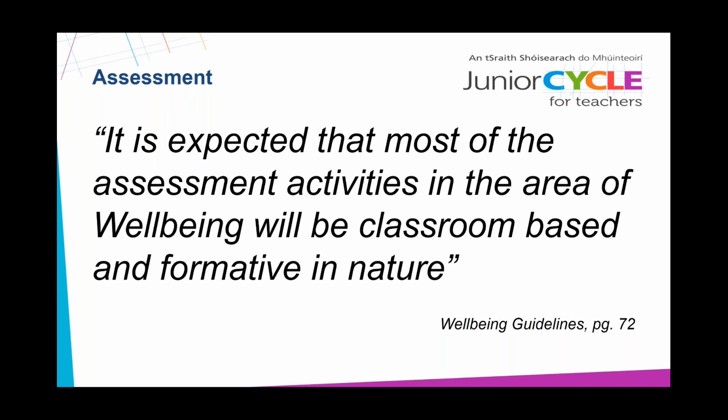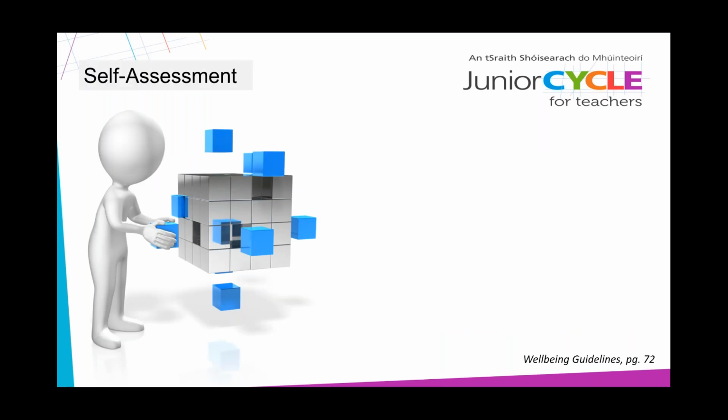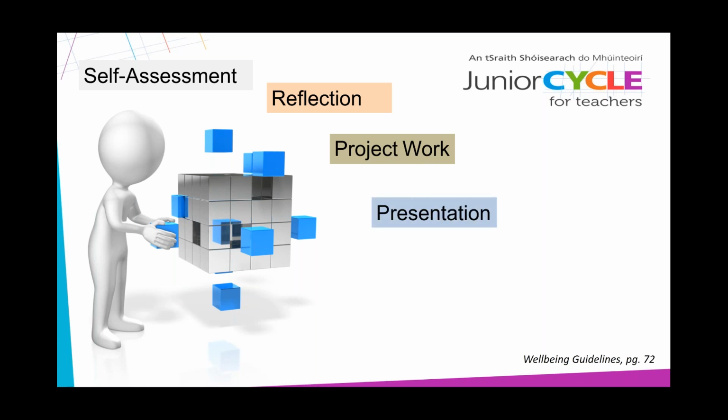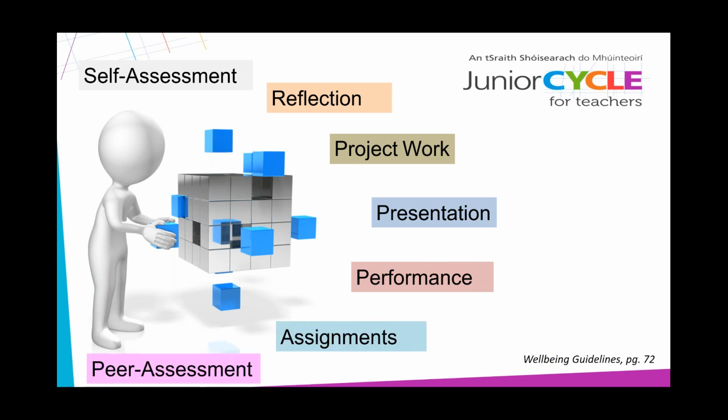This is no surprise really to those of us who are delivering junior cycle subjects. What this will look like in practice is that there will be a whole range of activities that your students can engage in that we can use as assessment. So they may be engaged in self-assessment. There will be reflection, and as Mela has said, that's built into the learning outcomes in the three strands of the short course. We may also assess through project work, where students are engaging with their peers in a collaborative manner in the classroom. They may be involved in presentations, or also performance, or more traditional assignments. And there will also be peer assessment.